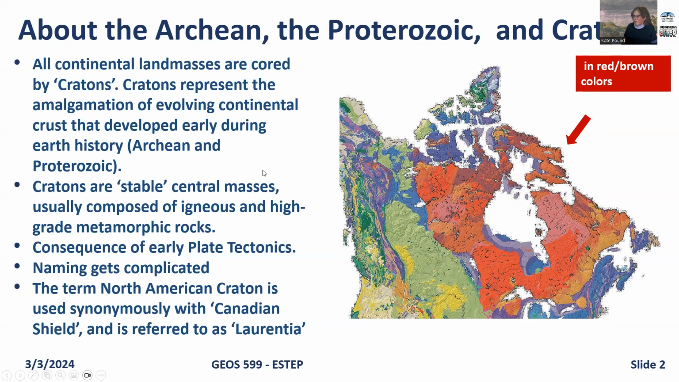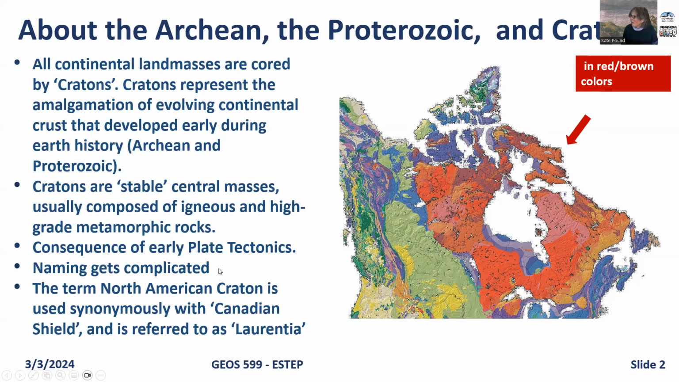Now, the thing you need to remember is cratons are these stable central masses within a continent. They're usually composed of igneous and moderate to high grade metamorphic rocks. Now, how did all these pieces that make up the cratons get joined together? Well, they're a consequence of early plate tectonics. And the naming of these cratons gets complicated.